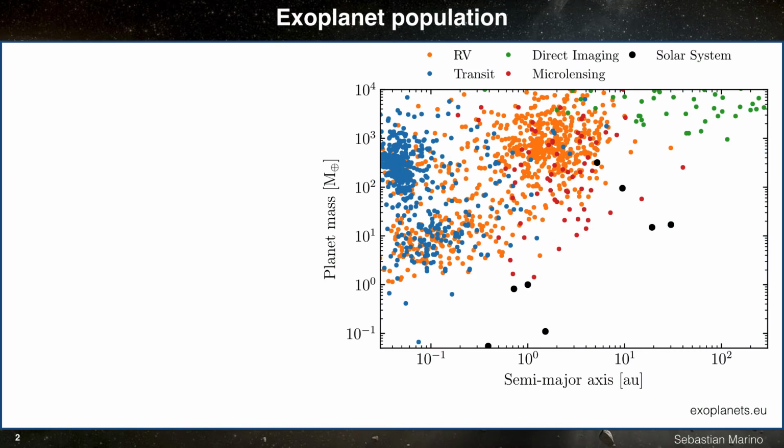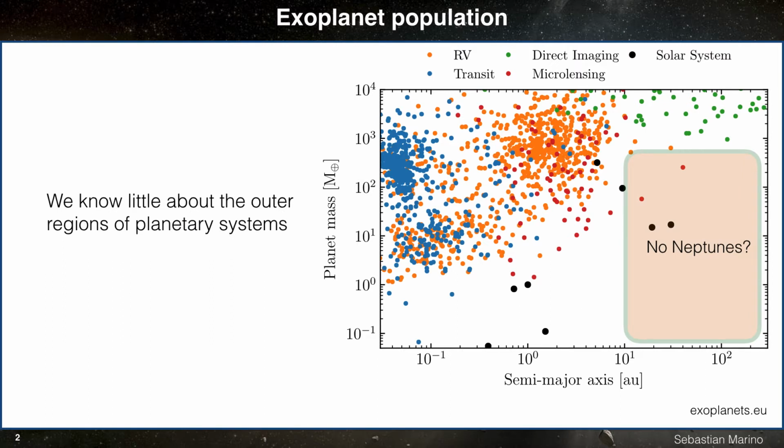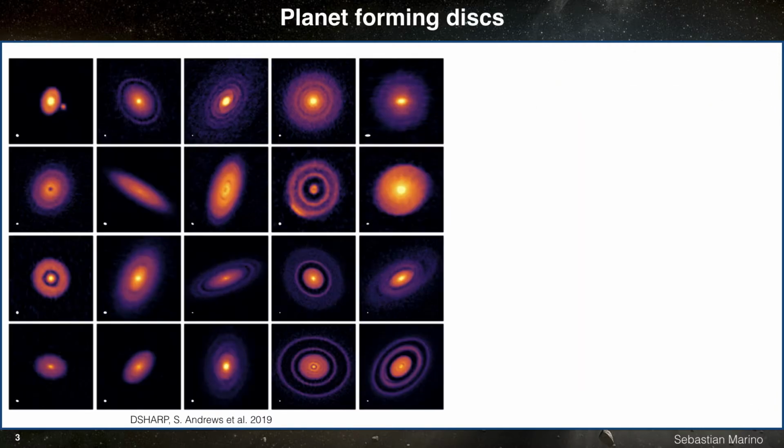You are all familiar with this figure showing in colored dots the mass and semi-major axis of known exoplanets. In black, you can see solar system planets. What I find very troubling is that we know very little about the population of low-mass planets at tens of AU.